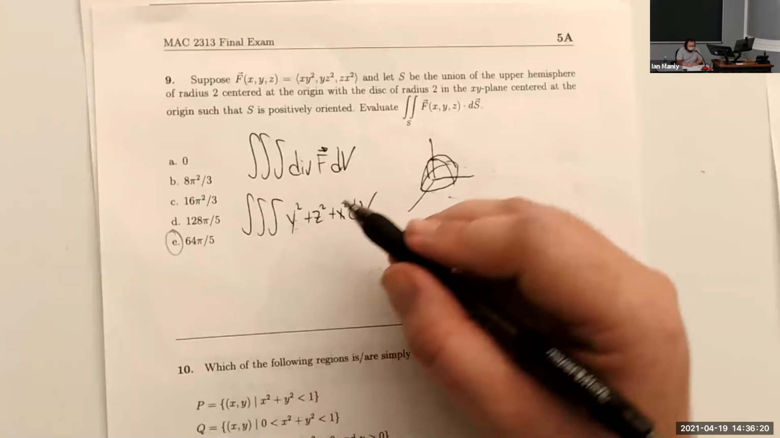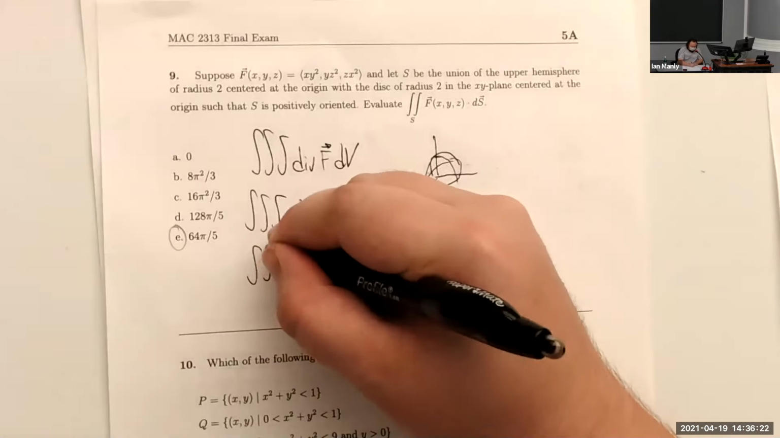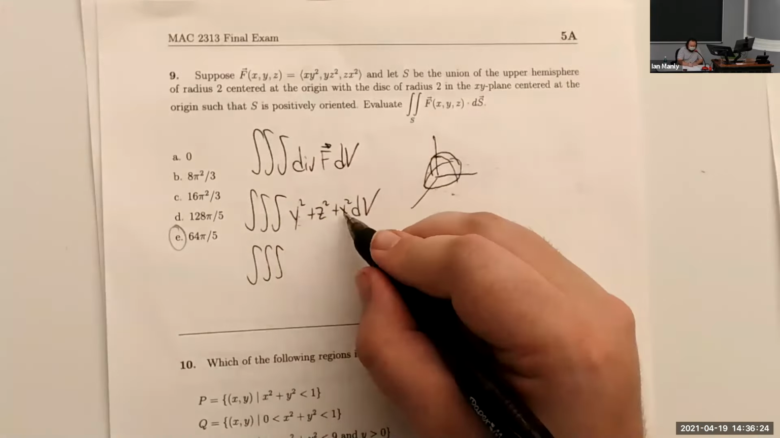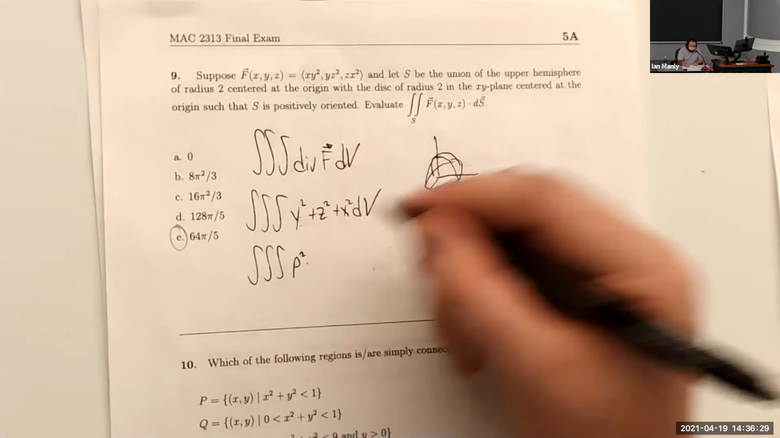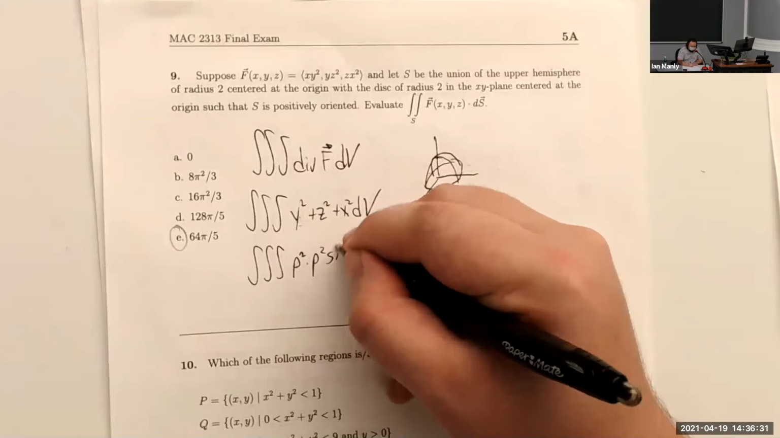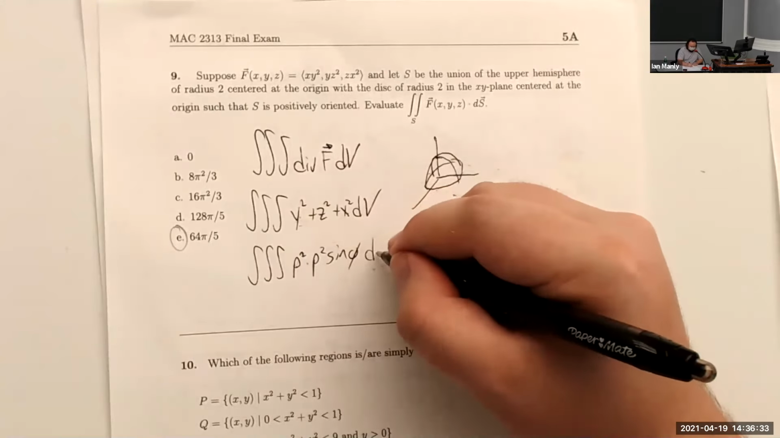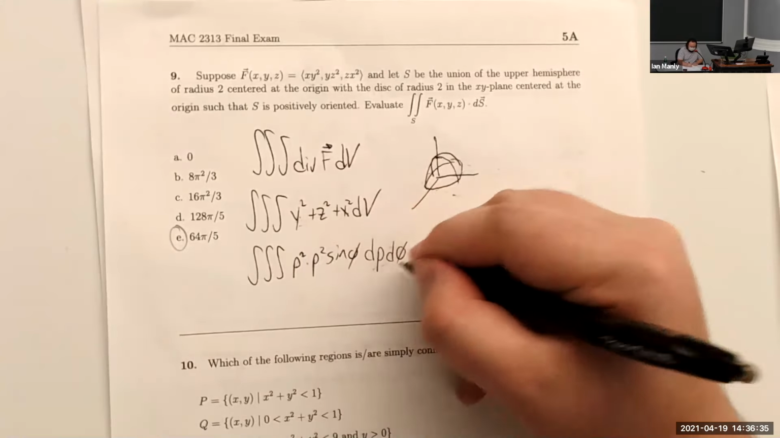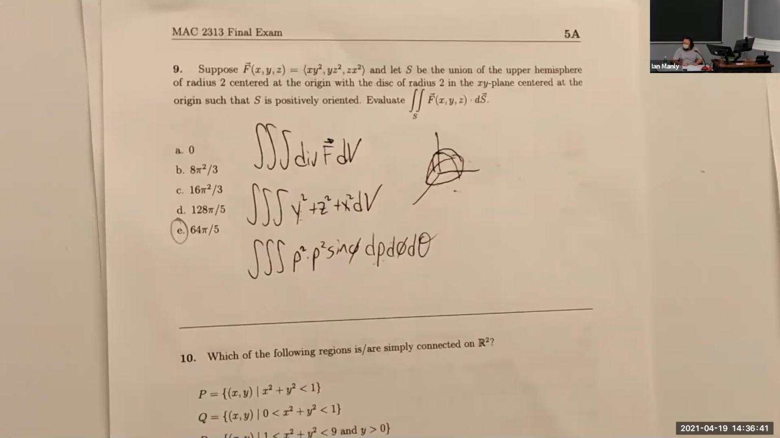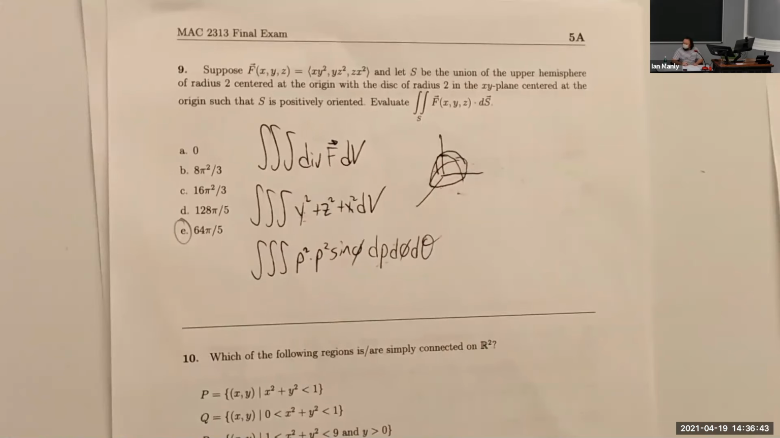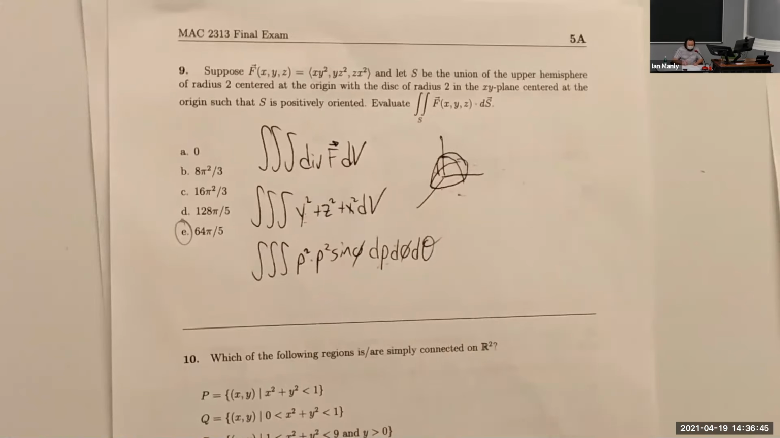Rho squared, that's right. All right, so we're doing our triple integral and we get a rho squared from this. And then our Jacobian for using spherical coordinates is rho squared sine of phi d rho, d phi, d theta. Okay, now let's figure out what our bounds are going to be in terms of these new coordinates.